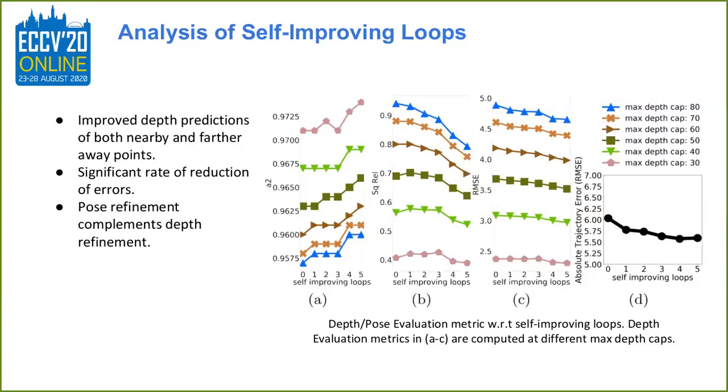Overall, our joint narrow and wide baseline learning setup helps improve depth prediction of both nearby and farther away points and outperforms MonoDepth2. The error plots in figure D show a decrease in pose error with self-improving loops and complement the improvement in depth evaluation metrics as shown in figure A to C.